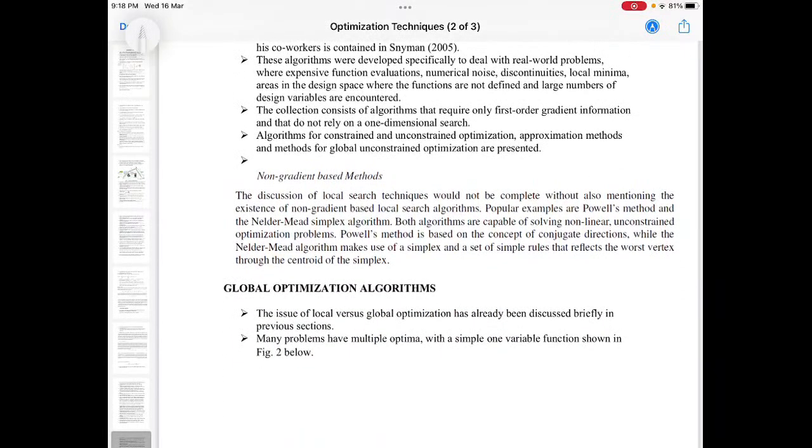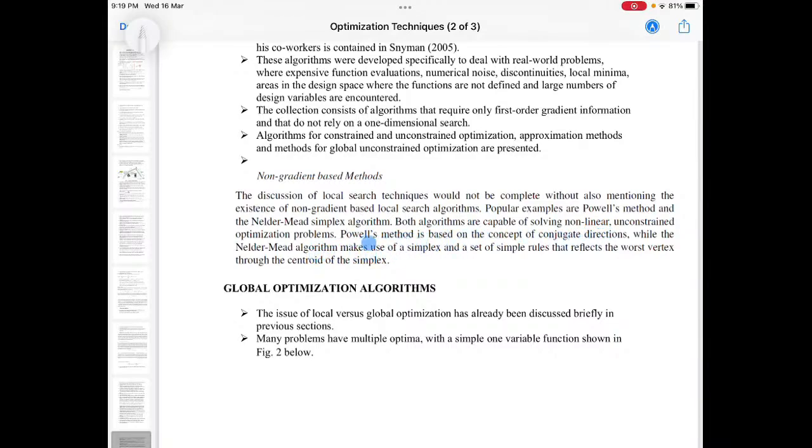So in the non-gradient based methods, this is one of the non-gradient based methods. Earlier we have used the gradient based methods, which are simple and straightforward, whereas we have another method which is non-gradient based. The discussion of local search techniques would not be complete without also mentioning the existence of non-gradient based local search algorithms. Popular examples of non-gradient based methods are Powell's method, which does not use a gradient, and the Nelder-Mead simplex algorithm, which also does not use a gradient. Both algorithms are capable of solving non-linear unconstrained optimization problems.